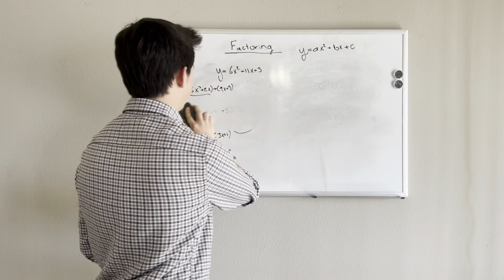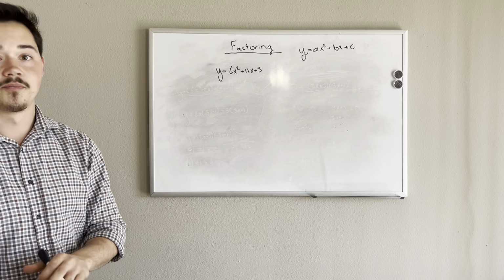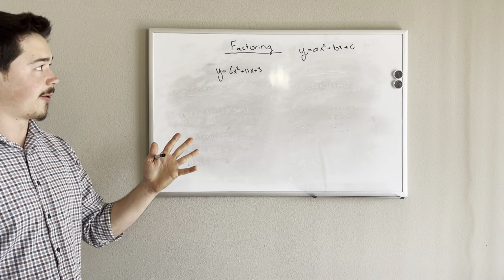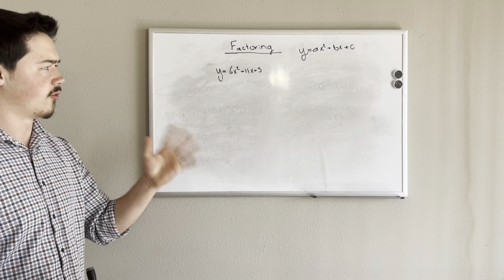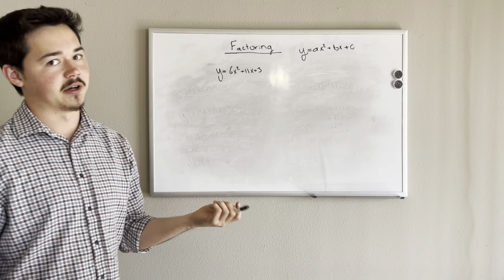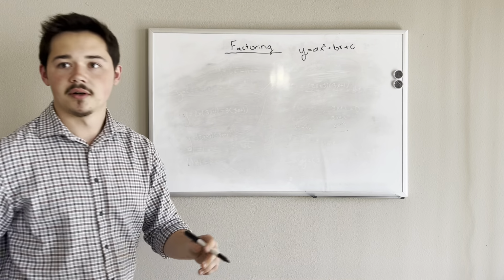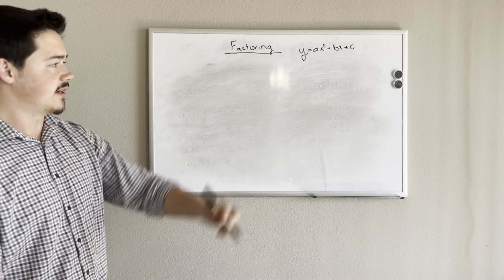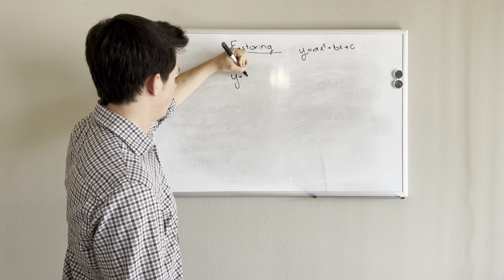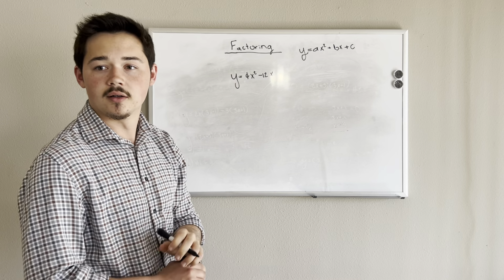So that concludes how we factor our example here. Now we're going to work on 4 more examples that cover somewhat different circumstances in which you might factor a trinomial. So we'll get started with our second example, and that is y is equal to 4x squared minus 12x plus 5.